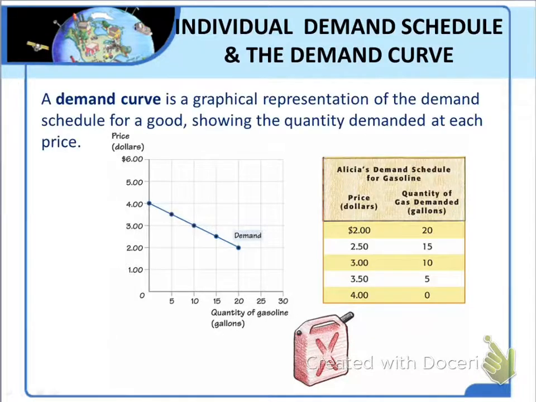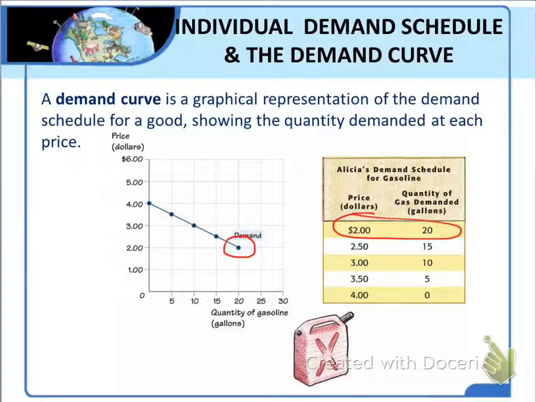The demand curve is different. It's a graphical representation of the demand schedule, showing the quantity demanded at each price. Although it is called a curve, it is sometimes a straight line, as shown here. Each price and quantity in the demand schedule is represented by a point on the demand curve. Let's draw Alicia's demand curve for gasoline using the information from the demand schedule in the figure. In the first row of the demand schedule, we see that at a price of $2, Alicia buys 20 gallons of gasoline per month. That is represented by the point on the far right of the graph.